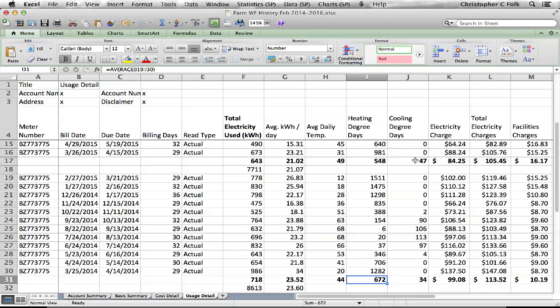So, and then notice the cooling degree days. Look at that. Cooling degree days went from 34 the year before to 47. So this is some of the information that we're going to need for a report.